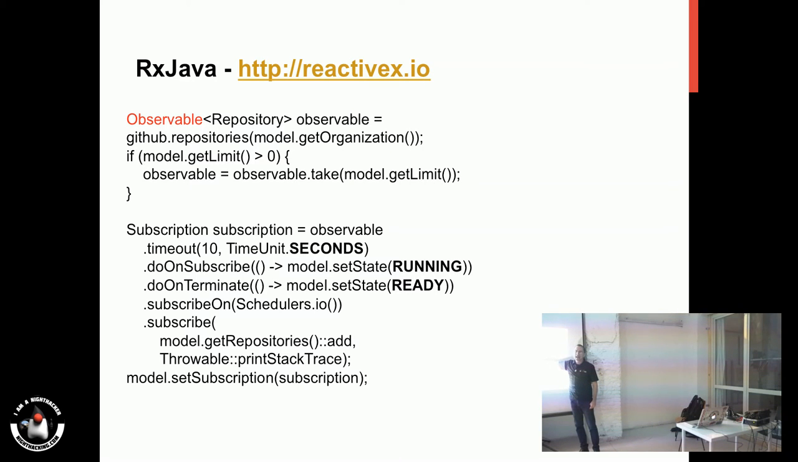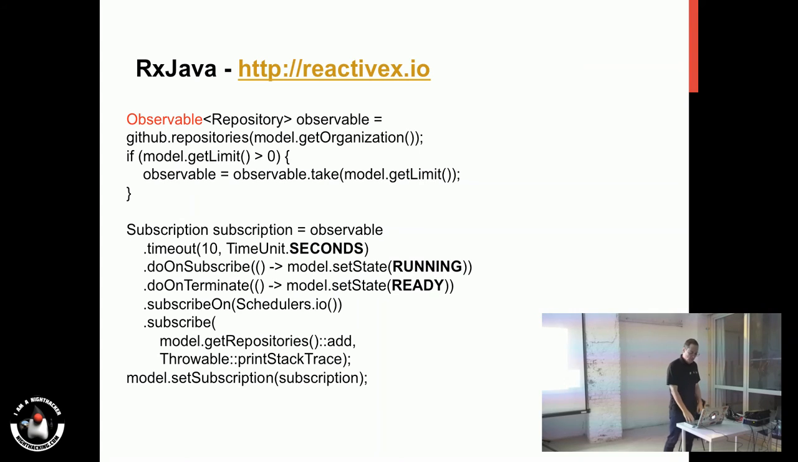So you will see that from the promise, the code doesn't look so different, except that now we can add a timeout. If the network operation takes more than 10 seconds, then we just want to bail out. When we subscribe, we change the state, and when we finish, regardless of whether it was an error or success, we also change the state so the button reacts accordingly. We subscribe on a background scheduler so that we don't block the current thread. And when we subscribe, as events keep streaming in, we will push those into a list.